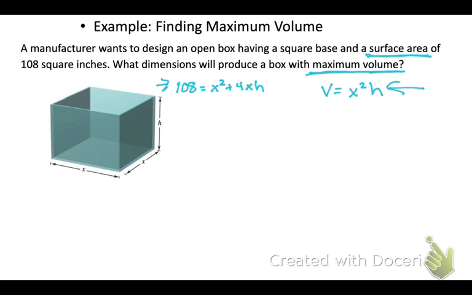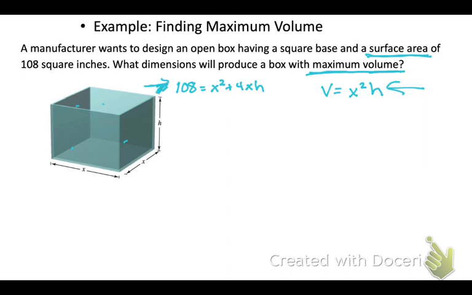Where did you get the 4 from? Because there's 4 sides. X squared's the bottom, because it's a square base. It doesn't say that it's a square like a cube, so we don't know for sure if the height is the same as the base. So we need to solve this equation for either x or h.